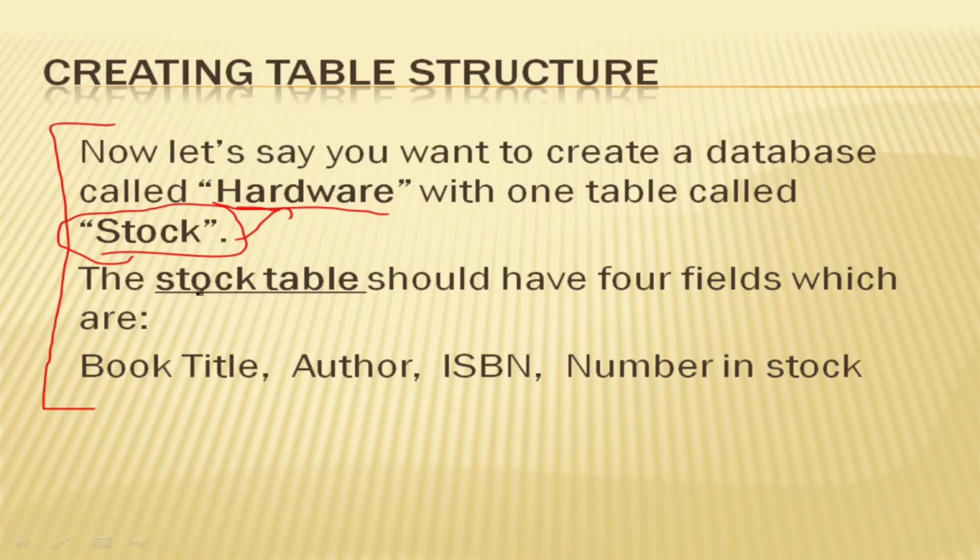Now the stock table should have four fields. So right off the bat we know that there should be four fields, four columns, in this stock table, which are book title, author, ISBN, and number in stock. So the table that we're going to create eventually will have these four fields in it: book title, author, ISBN, and number in stock. Cool. So let's see how we would create the table structure for this table called stock.